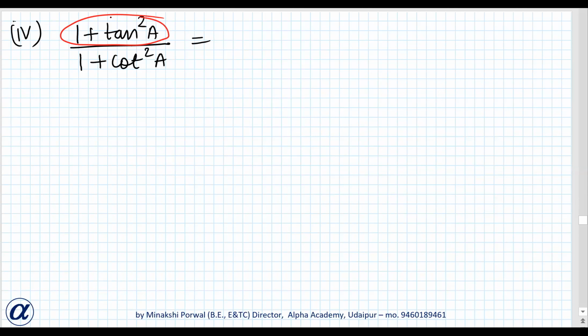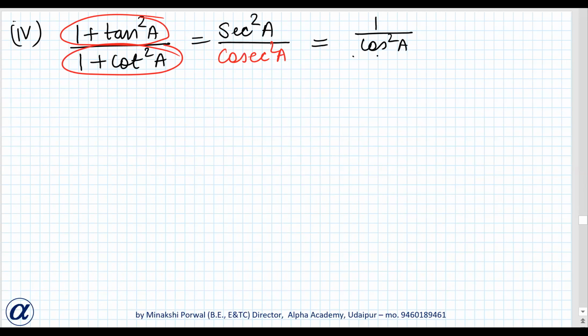Is 1 plus tan square theta in any identity? Yes, ma'am. What is 1 plus tan square theta equal to? Sec square, so this will be sec square A. 1 plus cot square theta is equal to cosec square, so cosec square A.